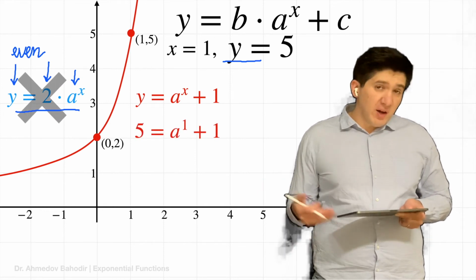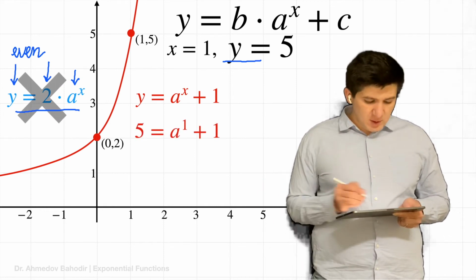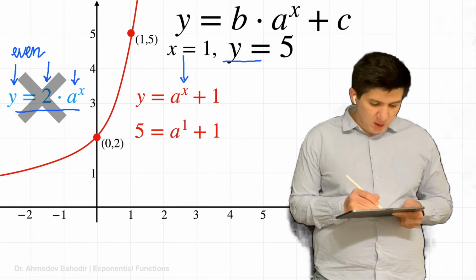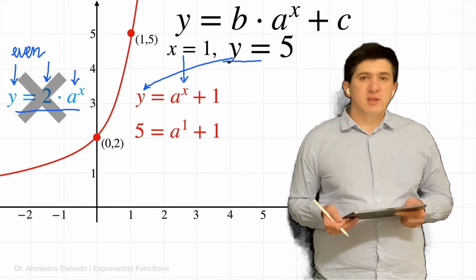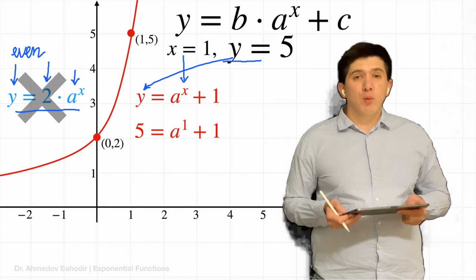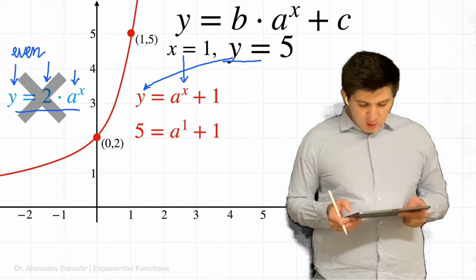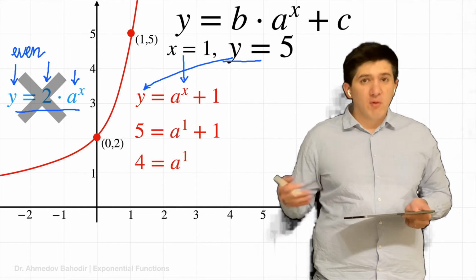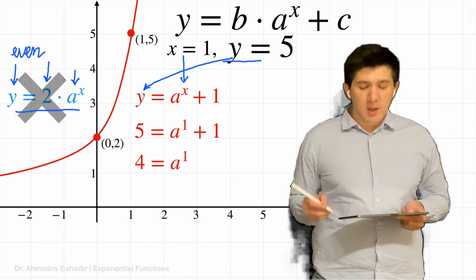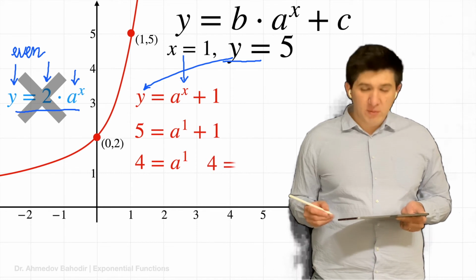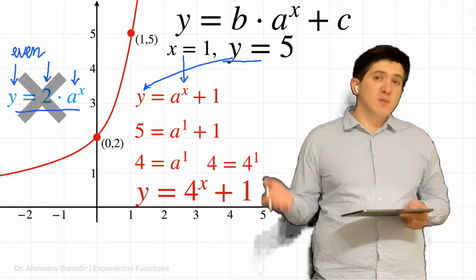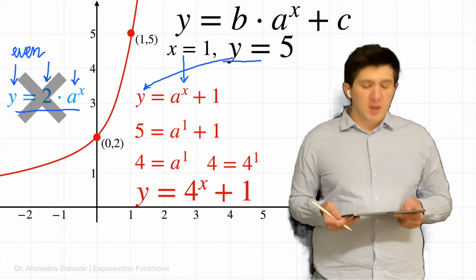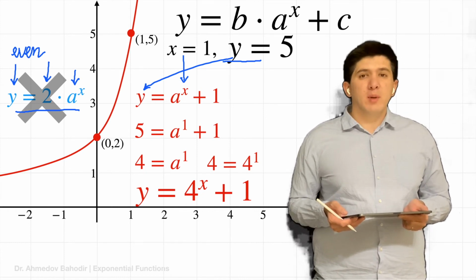In order to find the exact value of a, I'm going to substitute the value of x here and the value of y here and figure out the value of a. So essentially 5 is equal to a to the power of 1, plus 1. If the 1 goes to the left-hand side, it's going to be 4 equal to a to the power of 1. So it means that a is equal to 4. So the general form of our exponential function, which corresponds to this graph, is going to be 4 to the power of x plus 1.